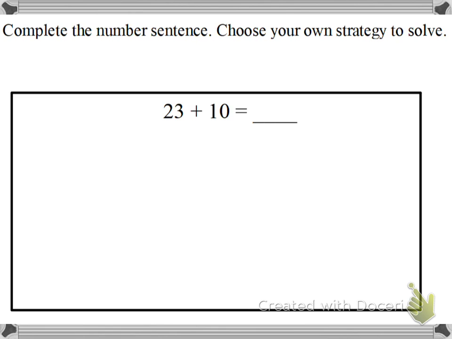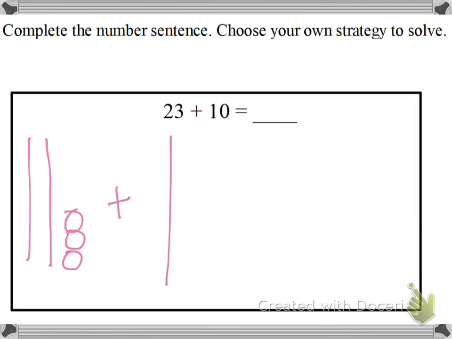So we know that 23 has two tens and three ones. And then we're going to do a 10, because we're adding these together. So now what we're going to do is we have to just count this to figure out how many are all together. So now we count all of our tens first, and then we go back to our ones, and then we count our ones with that number. So 10, 20, 30, 31, 32, 33.